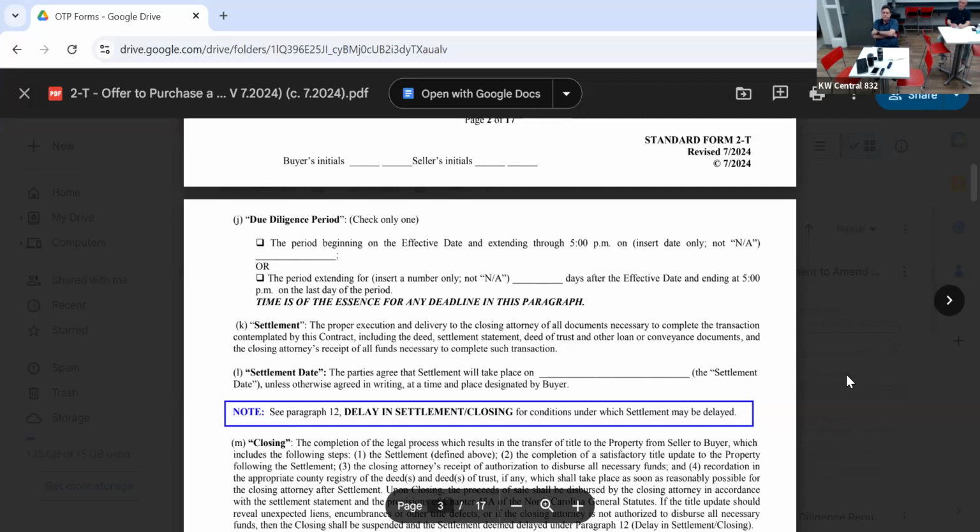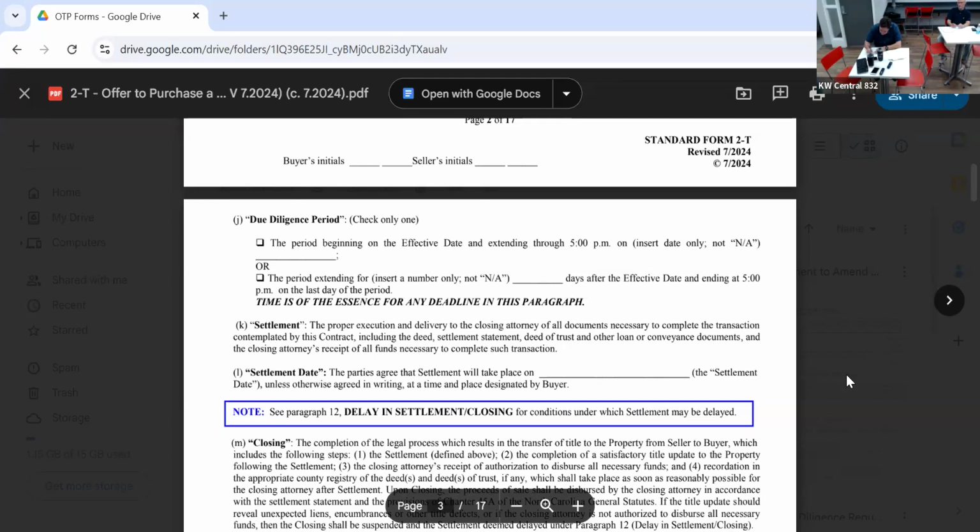So, due diligence period, two different options here. One is a date or a number of days. Pick one or the other, not both. So it either ends on April 30th, or it ends 21 days after the effective date. And that would be business days, or calendar days, right? Yeah, always calendar days. Yes.